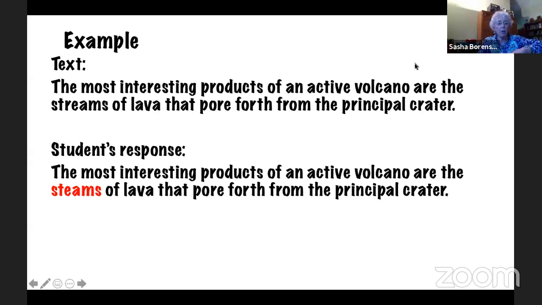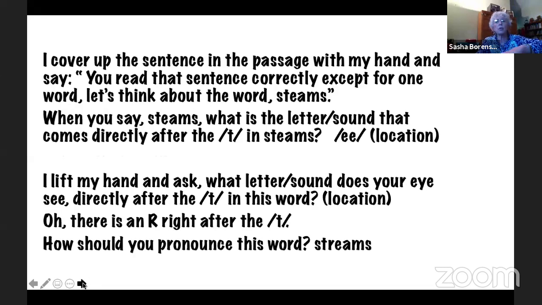And I'm going to say, wow, you read that sentence with probably 90% accuracy. Let's talk about the word steams. When you said steams, what is the sound that comes right after the t in steams? And they'd say E. And I say, right, what letter would spell that? And they might say E or EA. And I'd say, I agree.